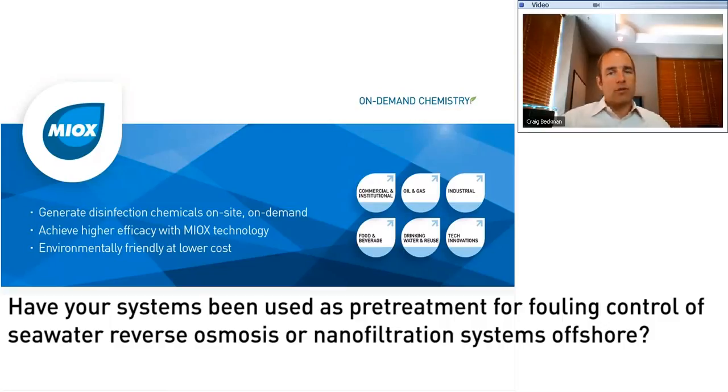Now the MIOX chemistry is a heavy oxidant, just like another form of bleach, so it would need to be removed prior to the membrane system. But if the membrane system is struggling with biofouling that can be traced back to organic material on the inlet screens or on the inlet piping, then yes, we definitely think we can bring some benefit there.